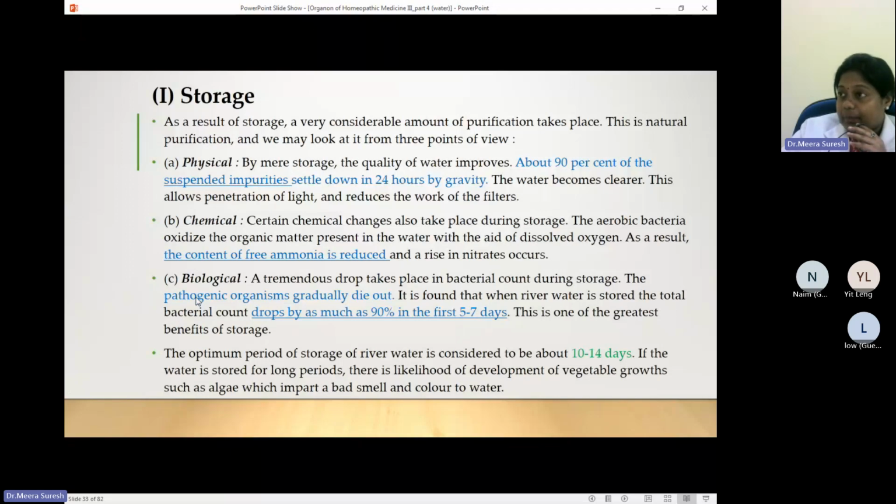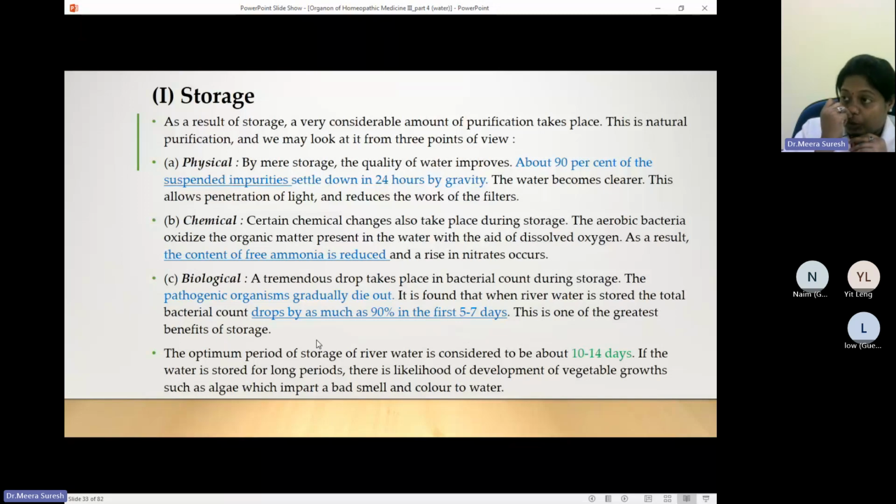The third process that is happening is biological. Biologically, which means some microorganisms are dying. The pathogenic organisms gradually die out during storage. It is found that when river water is stored, the total bacteria count drops by as much as 90% in the first 5 to 7 days. This is one of the greatest benefits of storage.